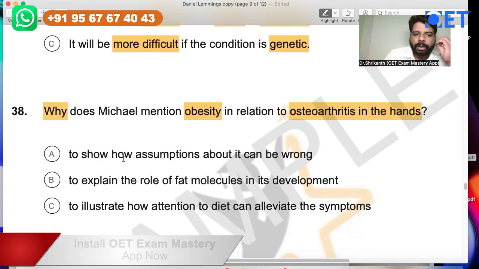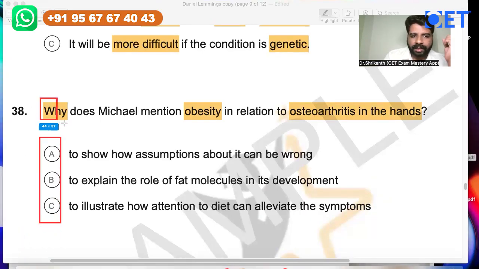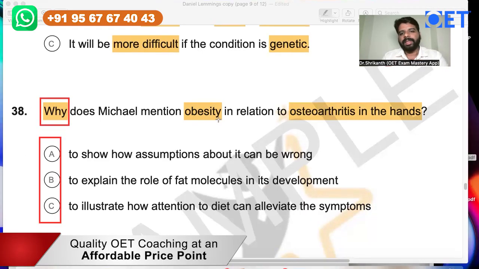Now, answer option A, answer option B, and answer option C. What are all these answer options? They are all reasons. Answer options A, B, and C are all reasons that he is mentioning obesity when it comes to osteoarthritis. So reason number one is to show how assumptions about it can be wrong.